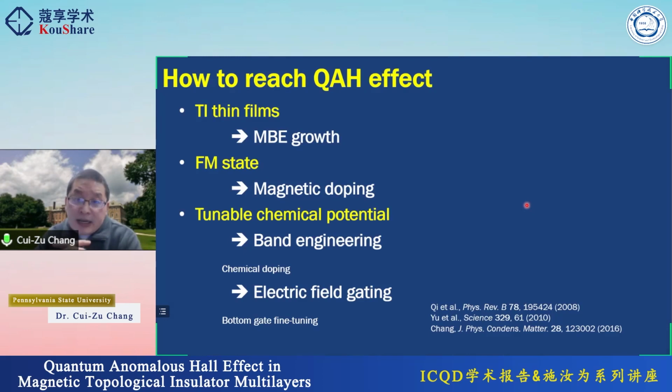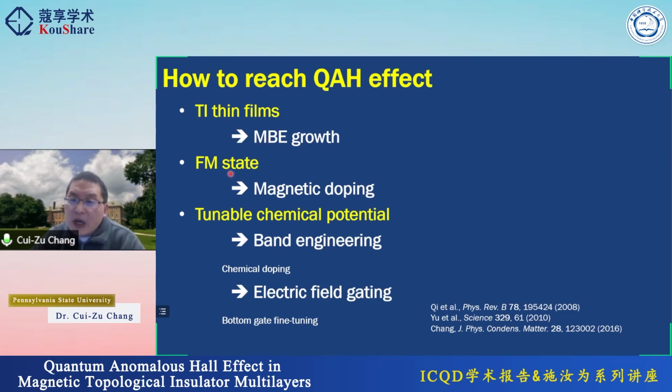So as an experimentalist, we need to convert the theoretical picture into the experimental step, step by step, to realize the quantum anomalous Hall effect. There are three steps. First, we need a high quality thin film of topological insulator. Our approach is MBE growth. I'm an MBE grower.